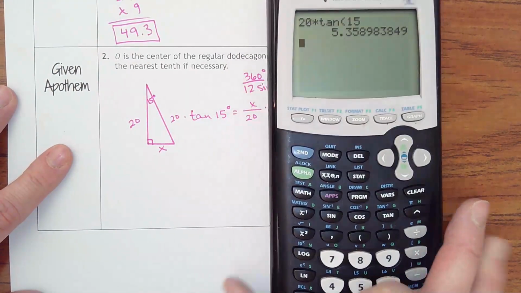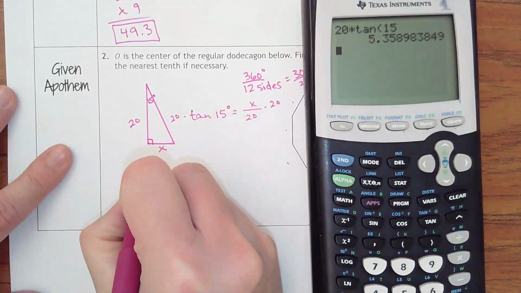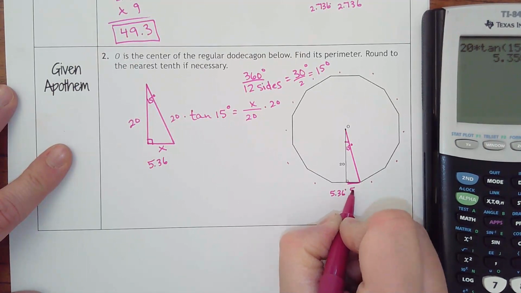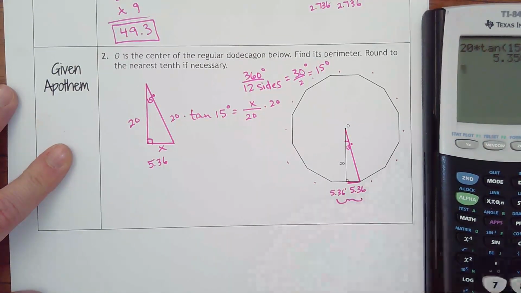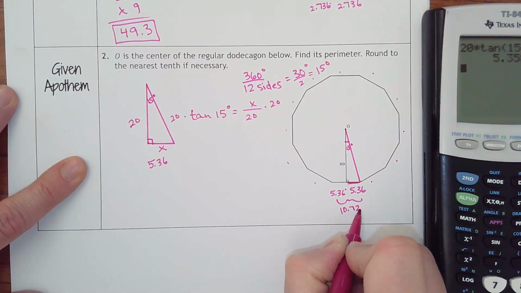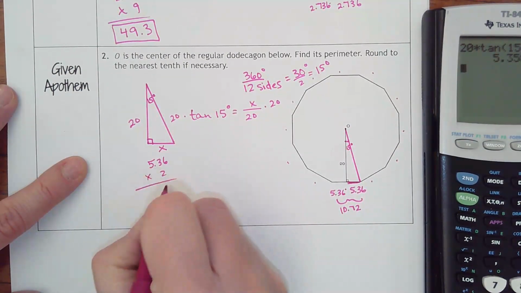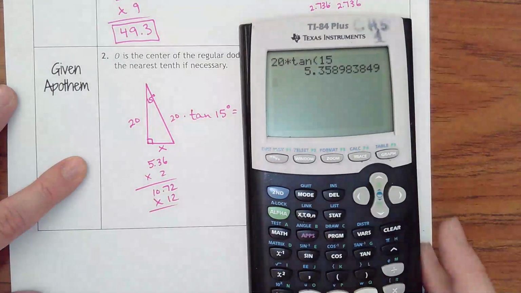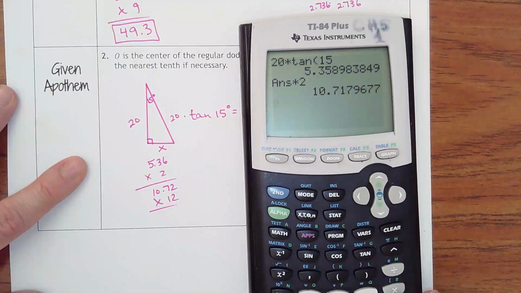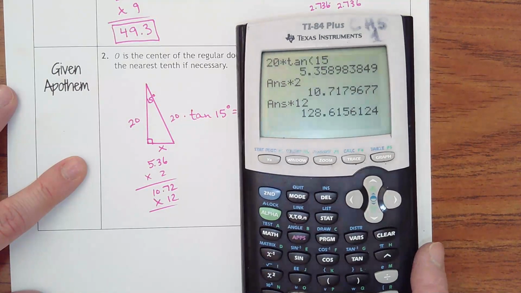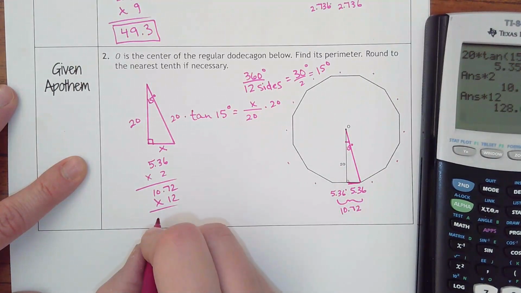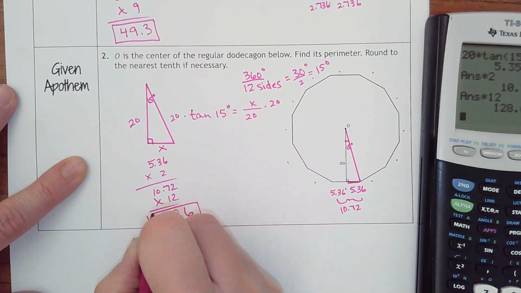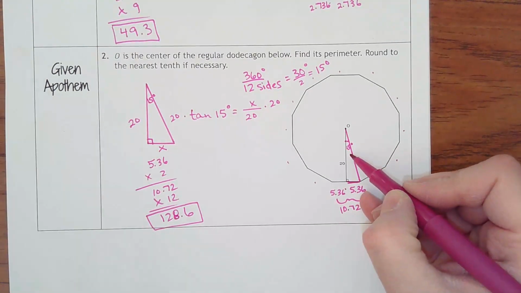And that's about 5.36. So if that's 5.36, this is 5.36, which would make 10.72. And then I said there was 12 of those triangles, so take that times 12. 128.6 would be the perimeter. Oh, 128.6. So that's it. So it's about you just paying attention to how many degrees are in my triangle.